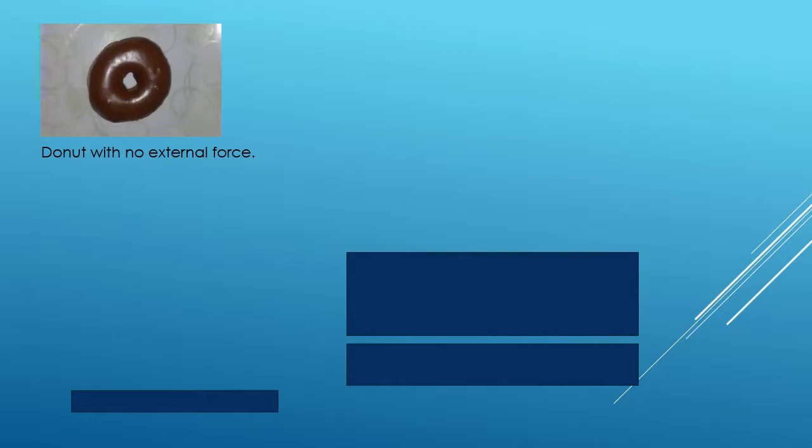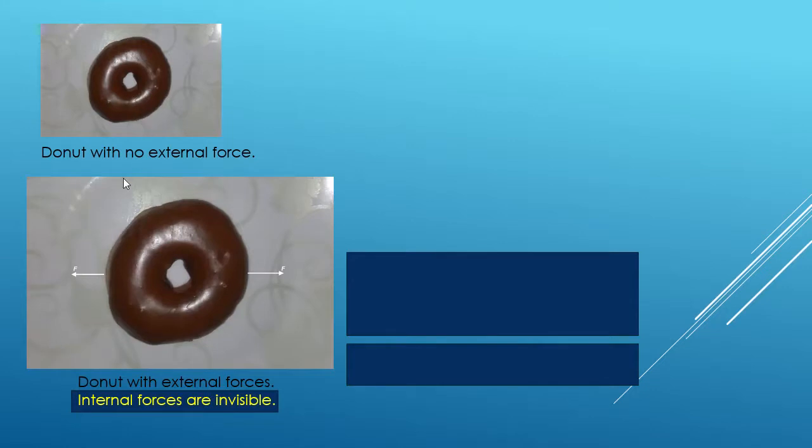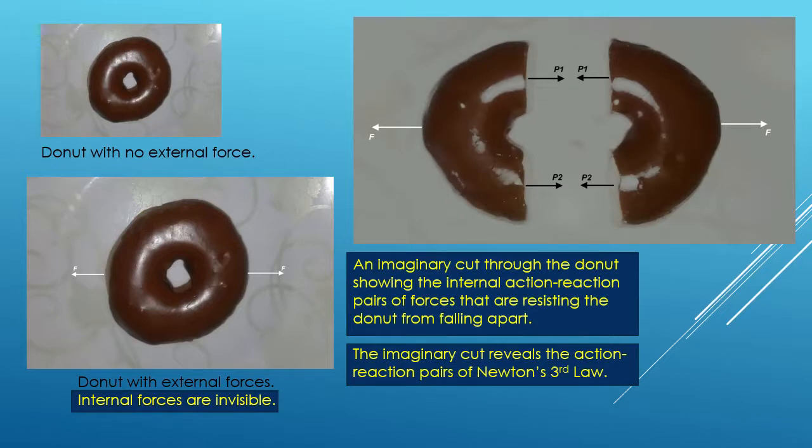So here we have a donut with no external force, and there are no resistive forces inside the donut. But when we apply an external force, F and F, the donut stays in equilibrium, but the internal forces are invisible. To see the internal forces, you will have to cut the donut. The cut is not an actual cut, it's an imaginary cut.